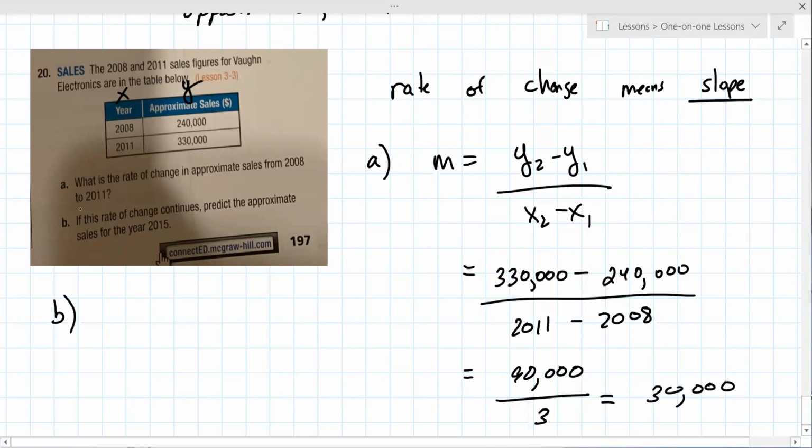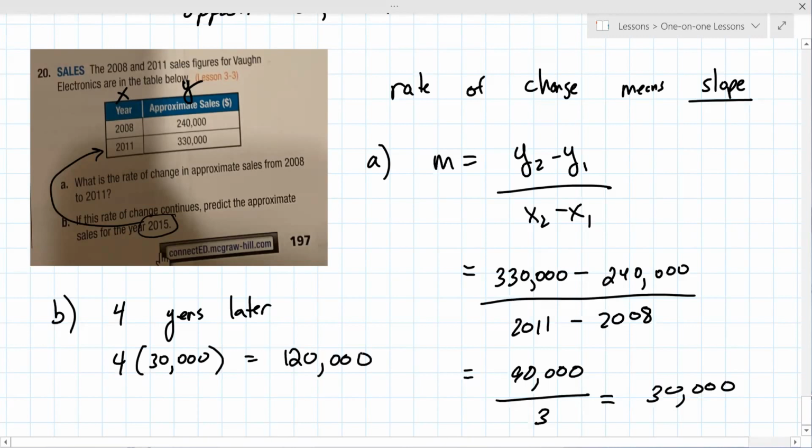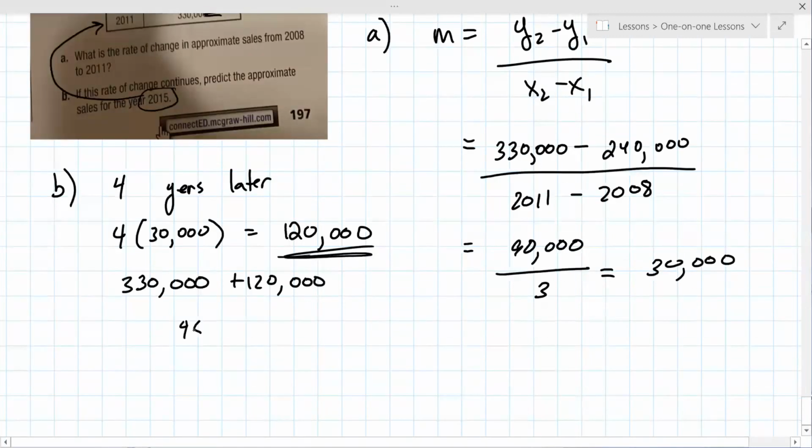If it goes up 30,000 in sales every year, 2015 is how many years after 2011? 4 years. So 4 years later, it's going to be 4 times 30,000, which is 120,000. And what do we add that number to? We know the sales in 2011, so that's what we're going to start with. That's our base year. So we add 120,000 to that, and it becomes $450,000 in sales.